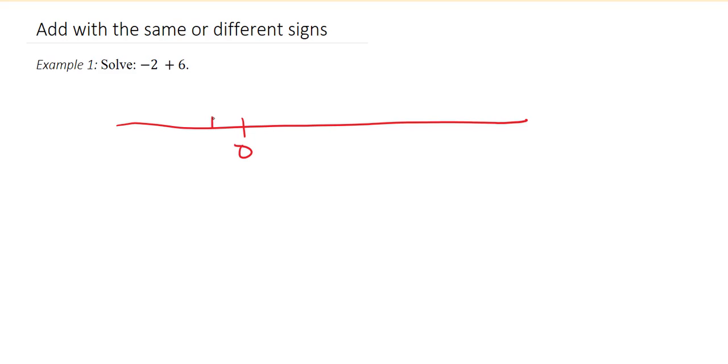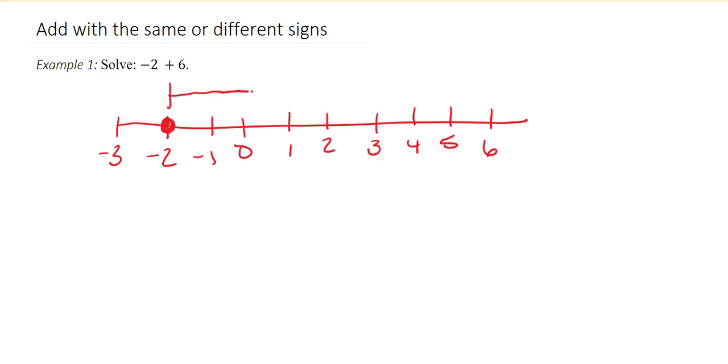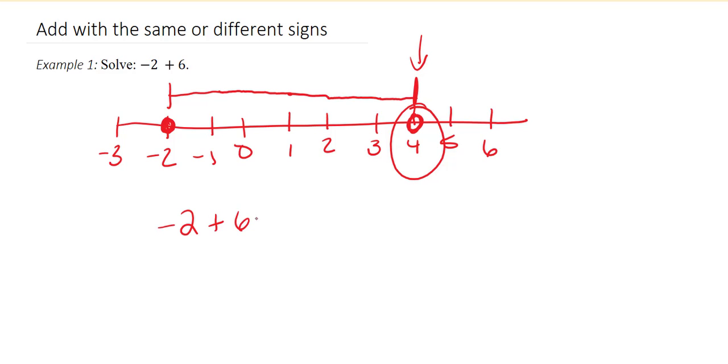So we have 0, -1, -2, -3 as we go to the left. To the right, we have 1, 2, 3, 4, 5, and 6. So if we have -2, we're going to start here, right? So we're starting here, and then we're going to add 6. So we go 1, 2, 3, 4, 5, 6. So we end here at 4. So -2 plus 6 then is equal to 4.